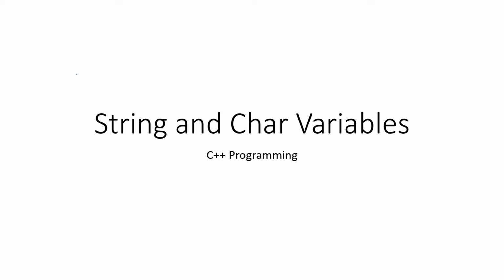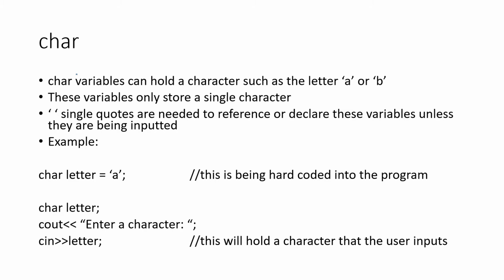So today we're going to continue on the C++ programming videos. We're going to look at the string and the char variables. These are very important, but what is the char variable? The char variable is a variable that can hold a single character or letter, such as A or B, or it can hold different characters from the ASCII table. These variables can only store a single character. It cannot hold any more than that.